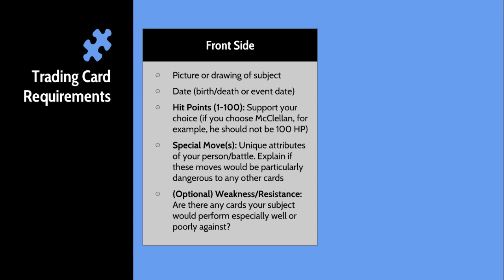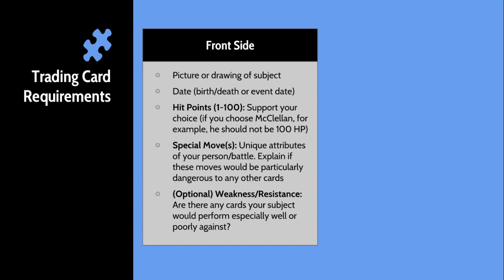You're also going to give each subject special moves. So these are unique attributes of your person or battle. And then you can also explain these moves as if they would be particularly dangerous to any other cards as well. So if you, for example, were playing the Battle of Gettysburg and you were to play it against, say, George Pickett, that would probably be far more effective than other Confederate cards because we know that Pickett's charge took place at Gettysburg and it was a major failure and lost a lot of Confederate lives.